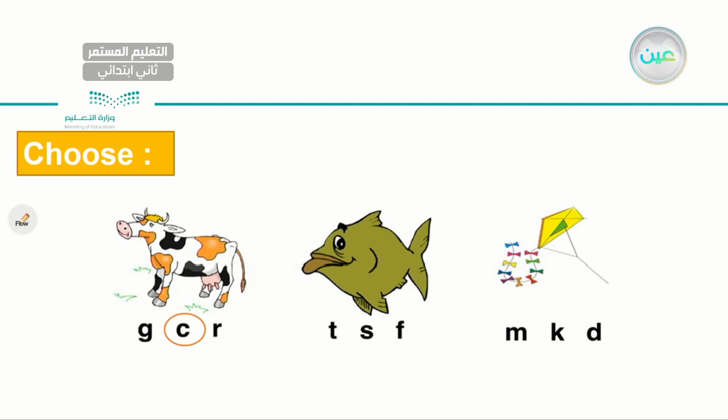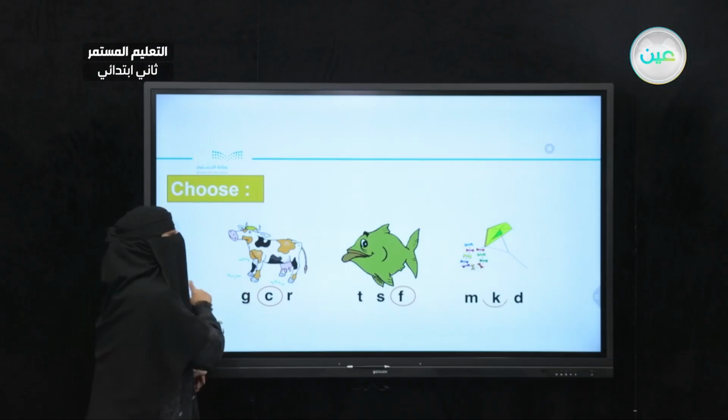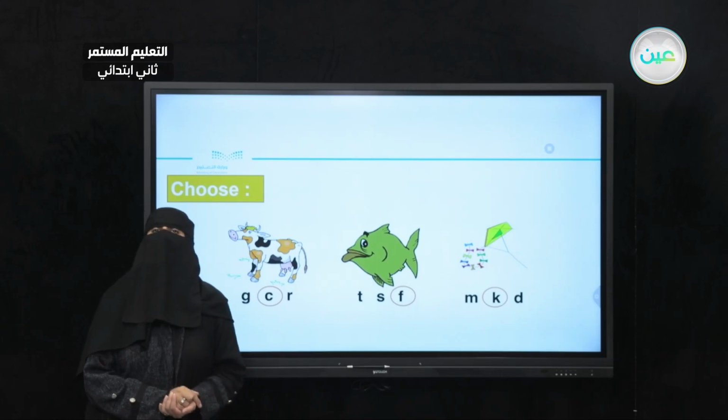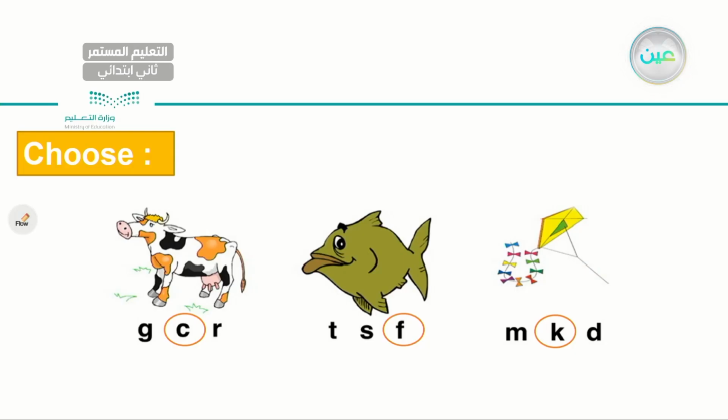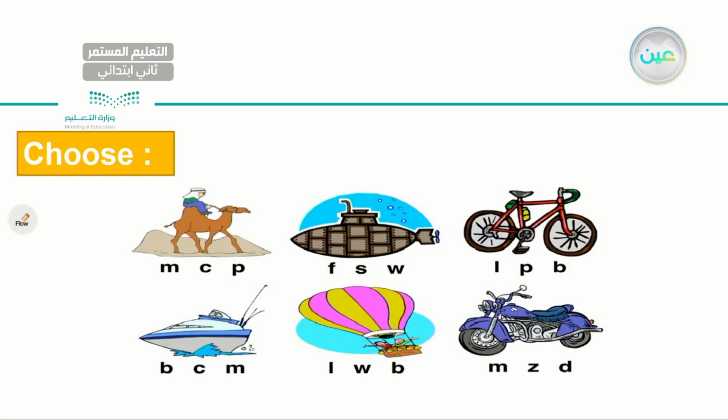Fish. Fish. So what do you think? I have T, S, and F. The letter is definitely F. Very good. How about the last picture? Kite. Below I have M, K, D. What do you think? It is K. Very good. The letter K is a consonant letter. Let's do the same here.